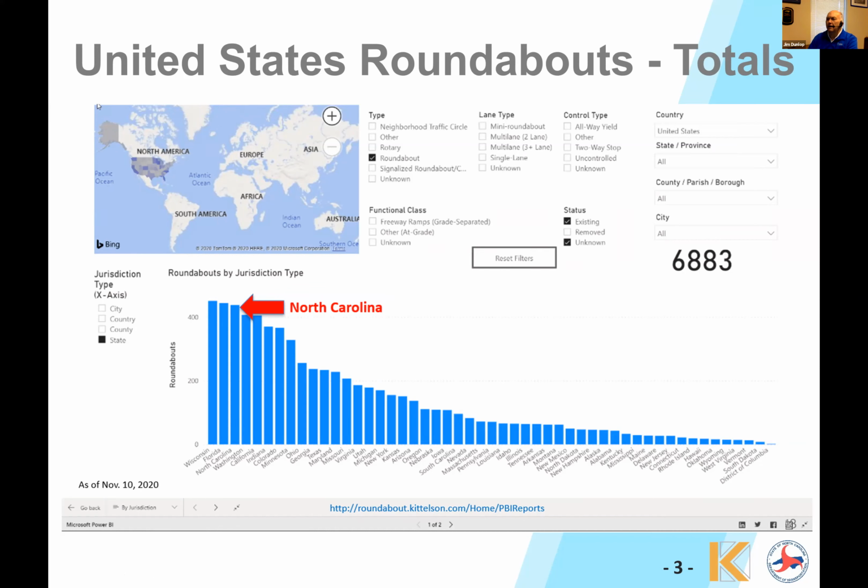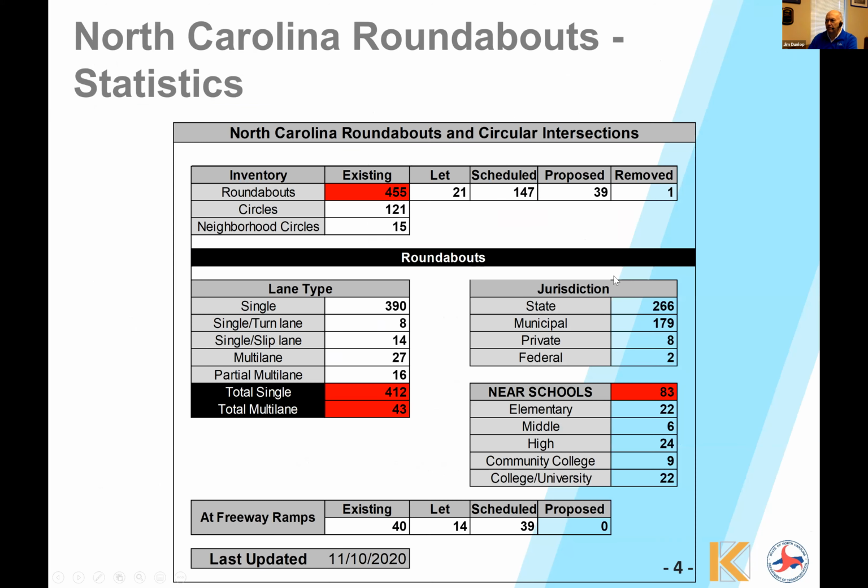Hopefully, I hope to catch up soon as we can get some of our 150 or so roundabouts currently in design on the ground. And then on the next slide, you can see a summary of our roundabouts here. This is in the inventory database that I maintain for the state. I have 455 roundabouts identified with 43 partial or full multi-lane roundabouts. The map and my inventory spreadsheet don't quite line up right now. Working to fix that. I also keep track of roundabouts near schools since that's a frequent comment or concern.